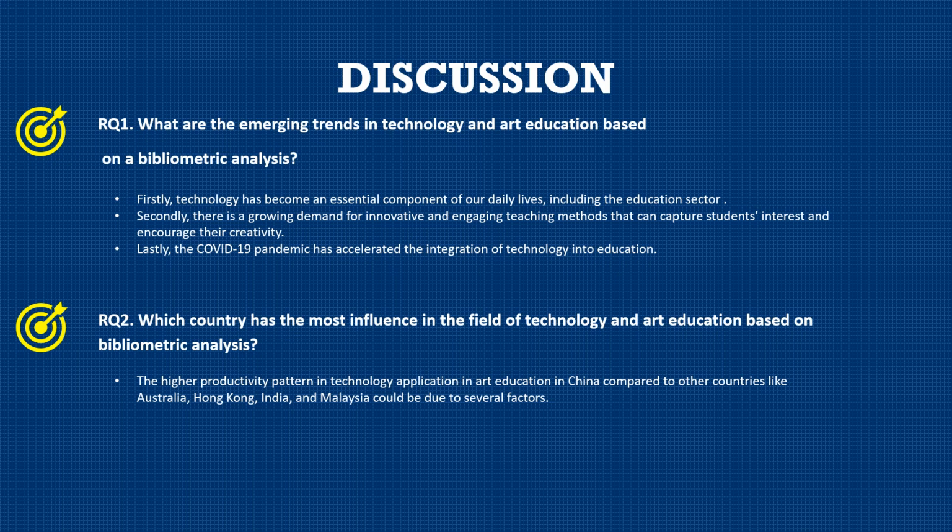Discussions. For RQ1, what are the emerging trends in technology and art education based on the bibliometric analysis? The increasing publication on technology application in art education can be attributed to several reasons. Firstly, technology has become an essential component of our daily lives, including the education sector. With the advancement in technology, new tools and platforms are being developed to enhance the learning experience in art education.